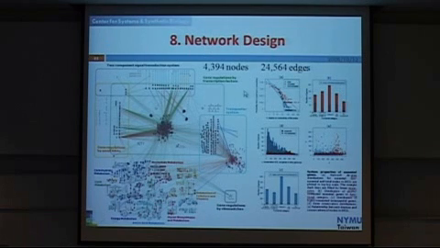This is an example for E. coli. E. coli has about 4,000 genes, and we have all the connections: about 25,000 connections among them. Then we can use all kinds of network properties to map out all the hubs and put all the essential genes back into the network.